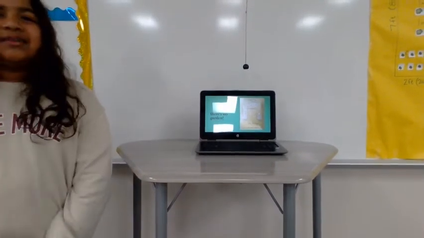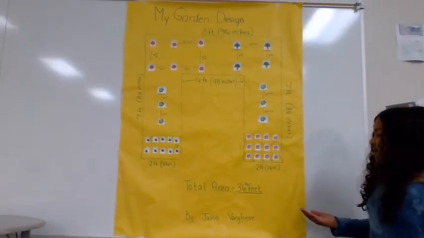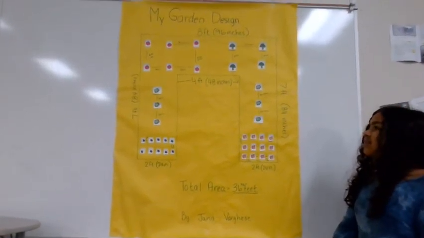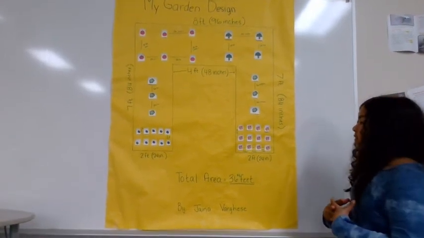This is my garden design. The total area for my garden is 36 square feet. There are 12 onions, 6 cabbages, 10 spinaches, 6 tomatoes, and 4 broccolis.